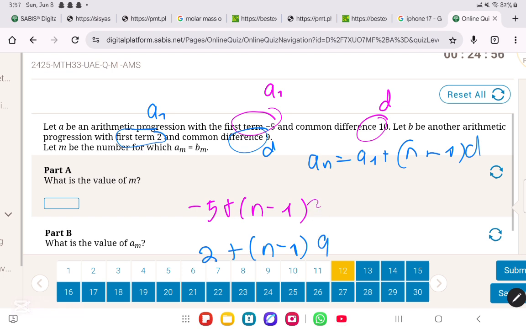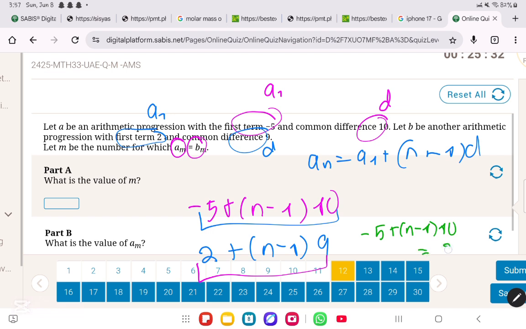This is 10. They said, let m be the number for which a_m equals b_m. That means there is a number m where the arithmetic progression of this will give us an answer which is the same as the arithmetic progression of this. So how do we find out what this number is? Very simply, you have to make them equal to each other. Minus 5 plus n minus 1 times 10 is equal to 2 plus n minus 1 times 9.